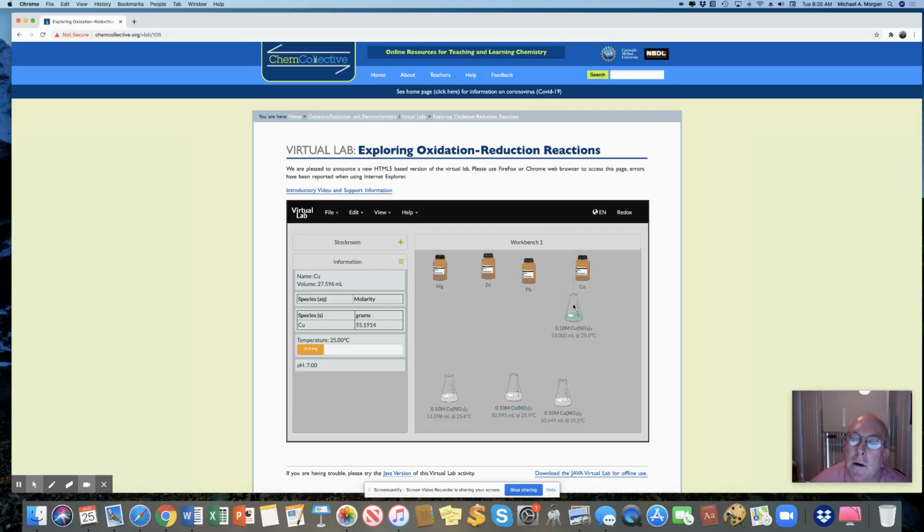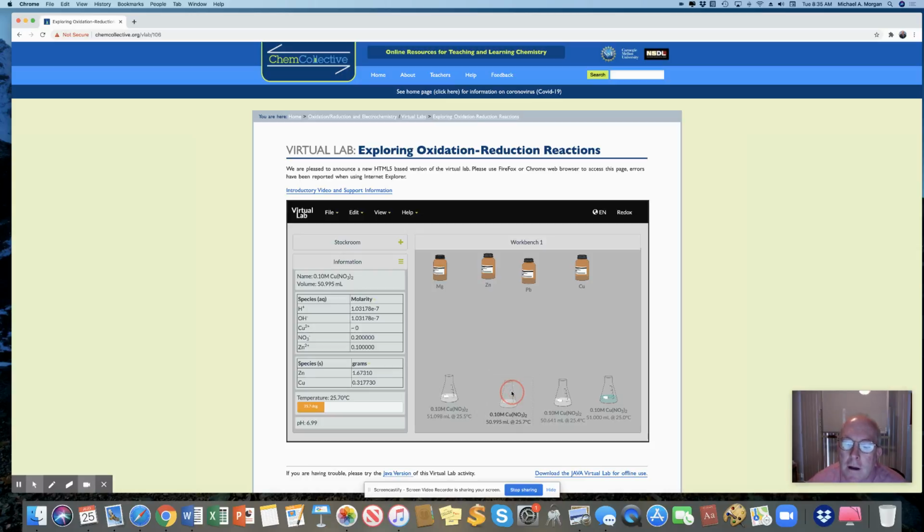Now, interesting to look at these. First thing that I'm seeing is that this last flask where I poured copper into the copper is still blue. And when I click on it and I go over here on the left side of the screen, I see that I still have 2.0000 grams of copper. And the concentrations of everything else haven't really changed, although the volume went up to about 51 milliliters. So I'm going to mark that down as no reaction.